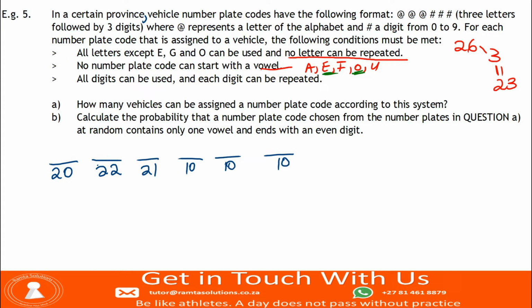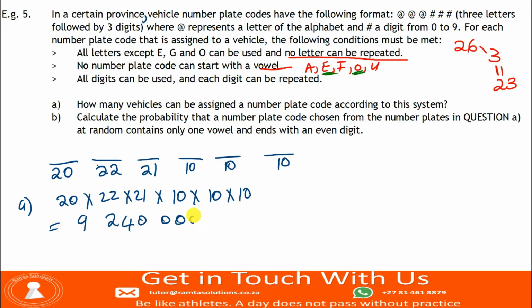Okay, so for part A it is 20 times 22 times 21 times 10 times 10 times 10. What is our answer? Let's see. 20 times 22 times 21 times 1,000. So we have 9,240,000 codes, or number plate codes. Okay, perfect.